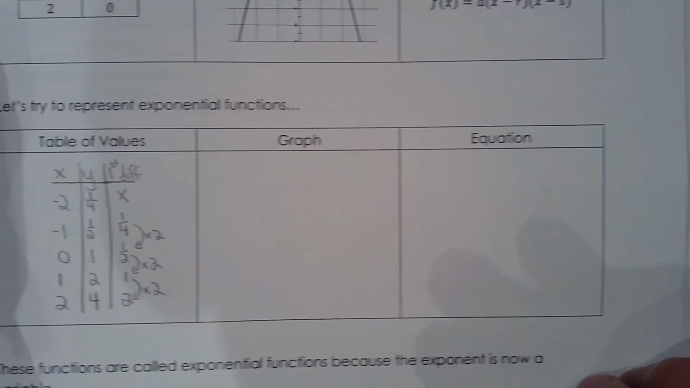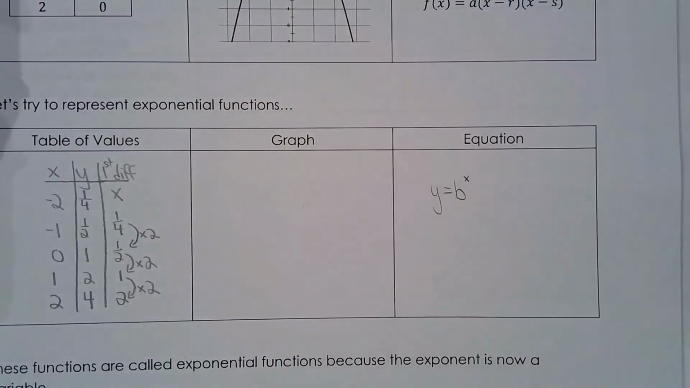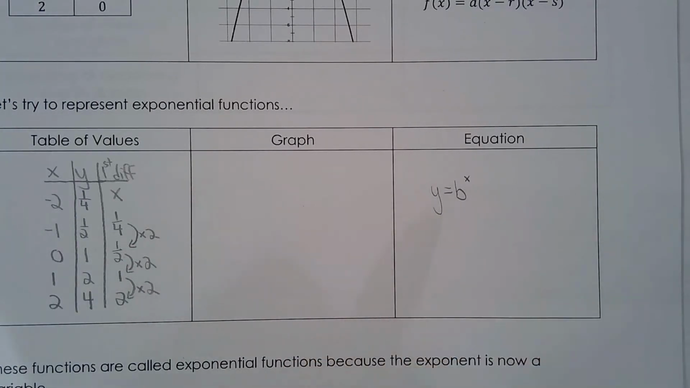All right, now before we do graph, I want to do the equation. Okay, so we have y equals b to the power of x. That is the general form for an exponential function. Now, b, there are some restrictions we have to put on b. And if you think about it, it makes sense based on what we did when we're studying expressions with exponents.